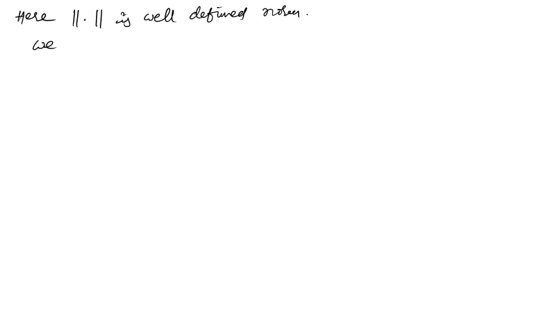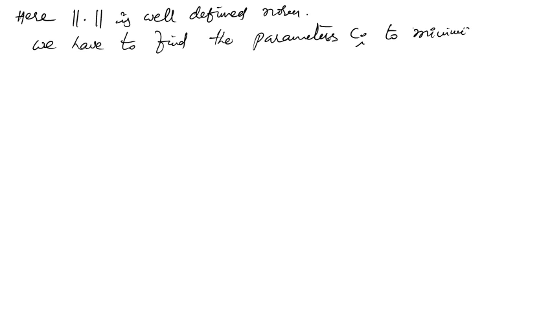We have to find the parameters ci to minimize the error. And let us see the most commonly used norms.